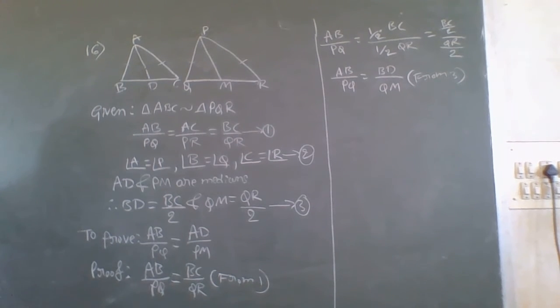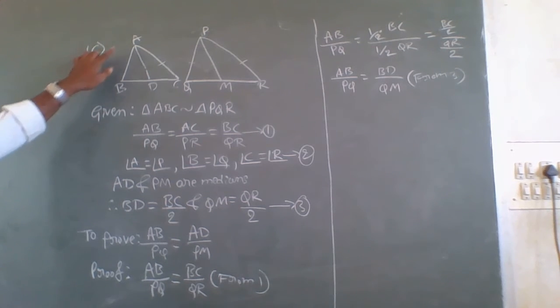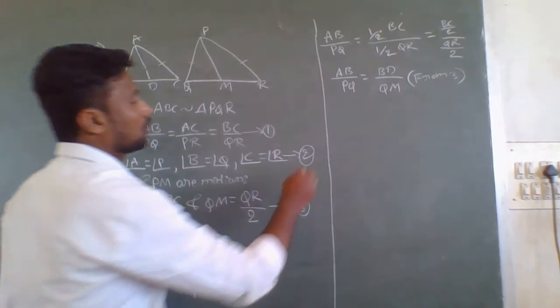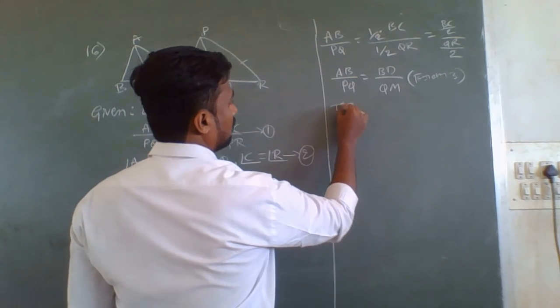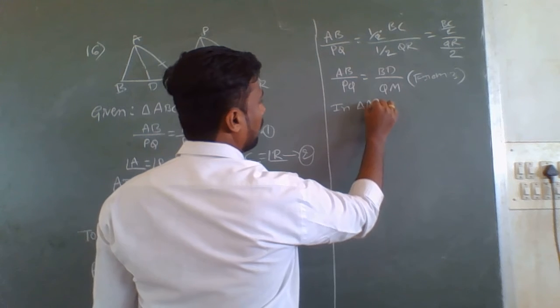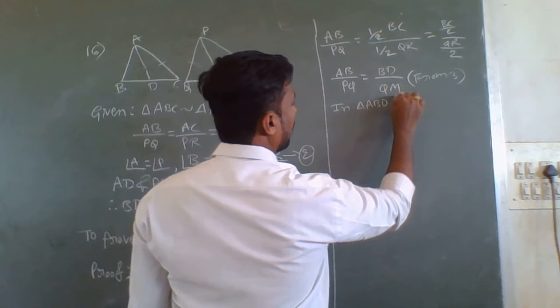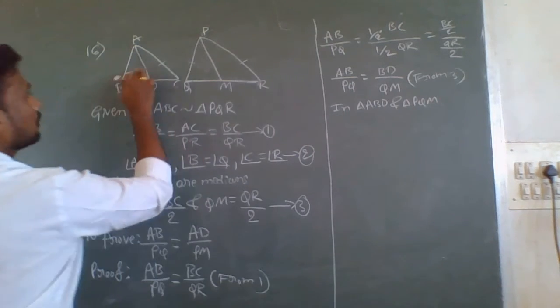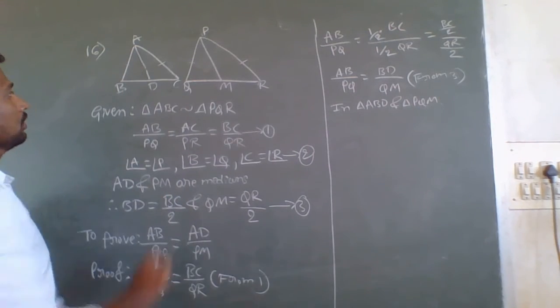So now what I got? AB by PQ is equal to BD by QM. Now I will consider triangle ABD and triangle PQM. These two triangles ABD and PQM.